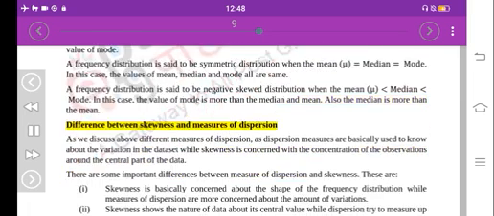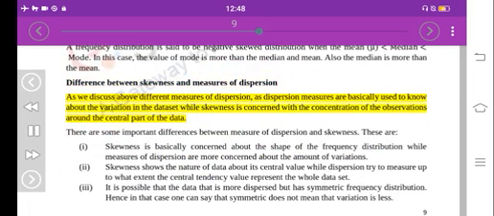Difference between skewness and measures of dispersion. As we discussed above, there are different measures of dispersion. Dispersion measures are basically used to know about the variation in the dataset, while skewness is concerned with the concentration of the observations around the central part of the data. There are some important differences between measures of dispersion and skewness. Skewness is basically concerned with the shape of the frequency distribution, while measures of dispersion are more concerned about the amount of variation.